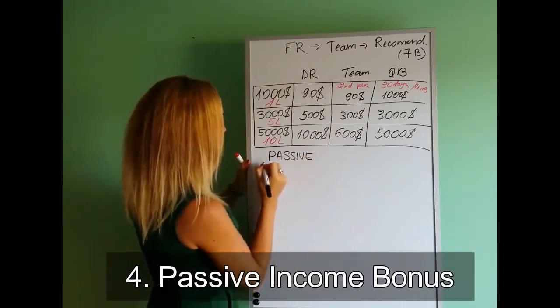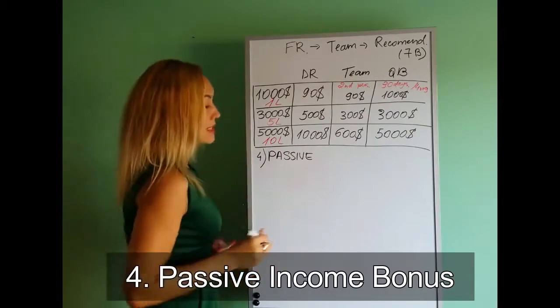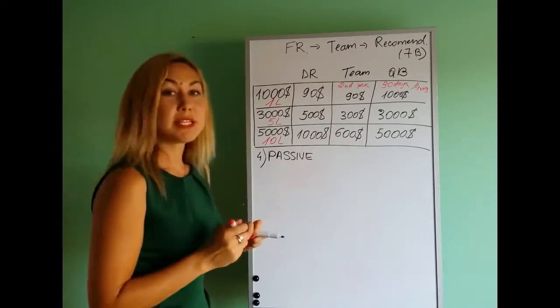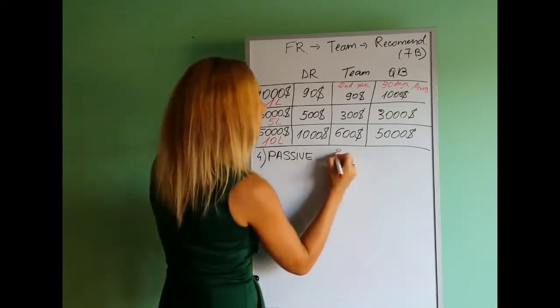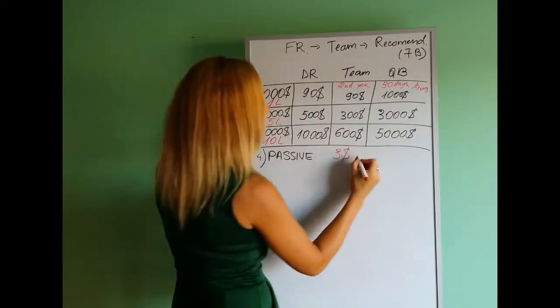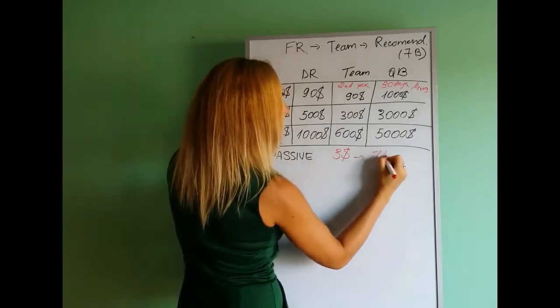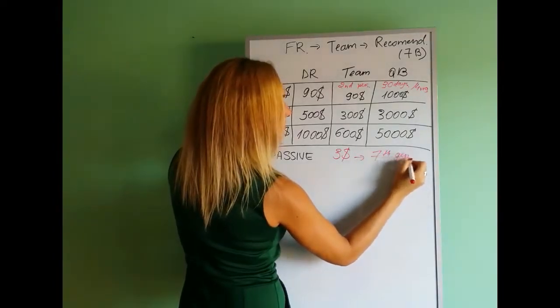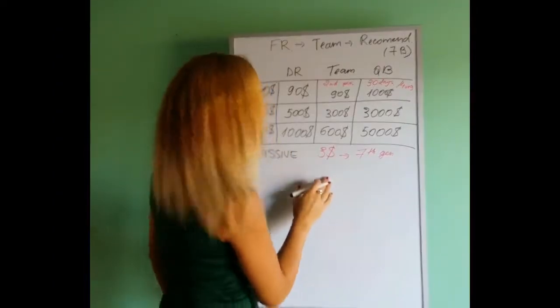Okay. Besides that, there is also another bonus which I like to call a passive income. Okay, I will put it here as a fourth bonus. Passive income. What does that mean? It means that you will receive $3 for every person that you invited to this business until the 7th generation. Let's just look at the example.